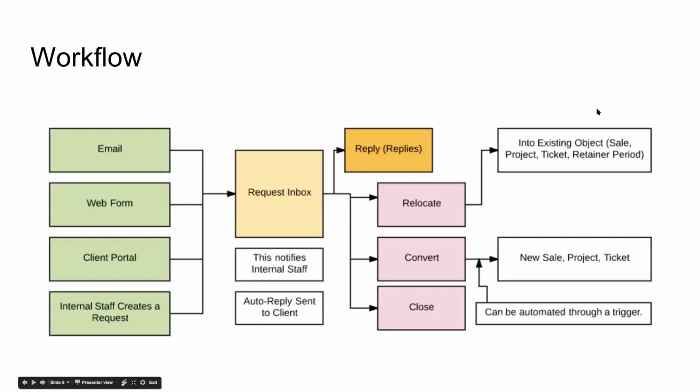So, looking at that common workflow, it starts with an initial inquiry from a client. It can be through an email or a web form. If you're familiar with our web forms API, it's relatively simple to have, say, a contact us or an info@ request come into a request queue where you can action it from there.